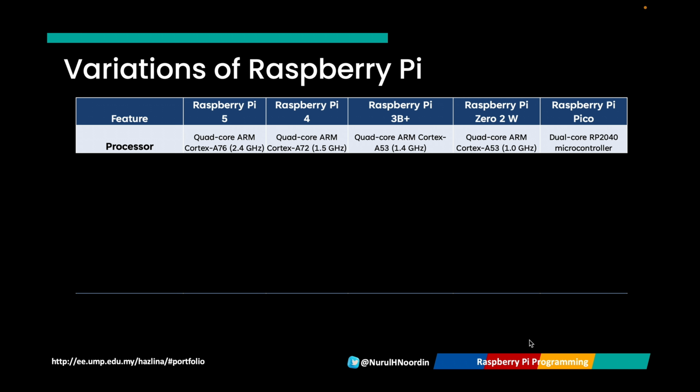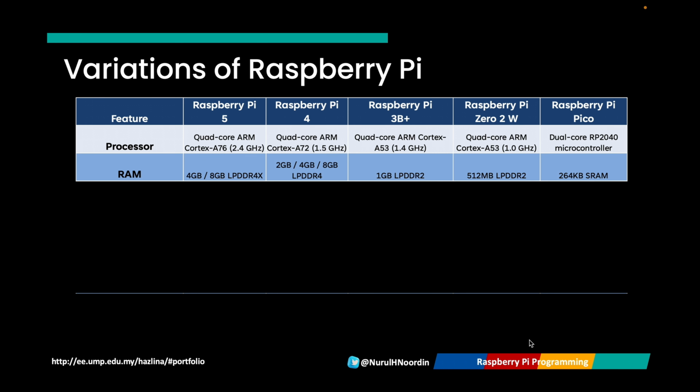Newer models such as Raspberry Pi 4 have a more powerful quad-core Cortex-A72 or A76 processor, making them faster and capable of handling more complex tasks. The Raspberry Pi Zero, on the other hand, uses a simpler single-core ARM11 processor, making it suitable for lightweight applications.